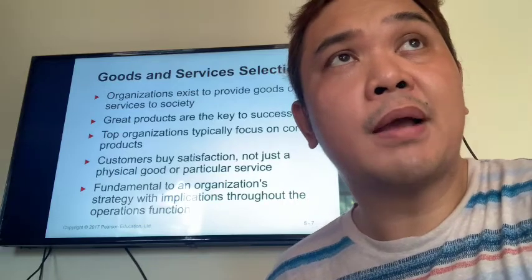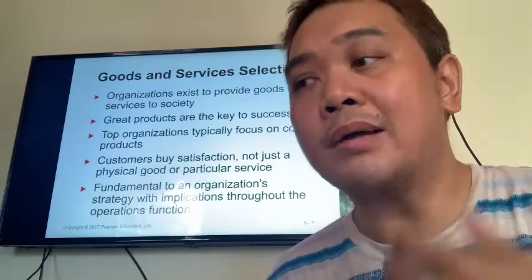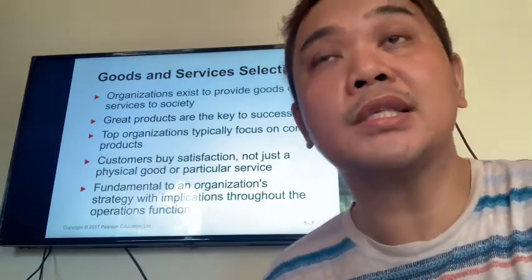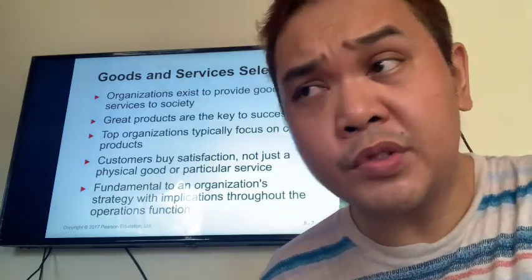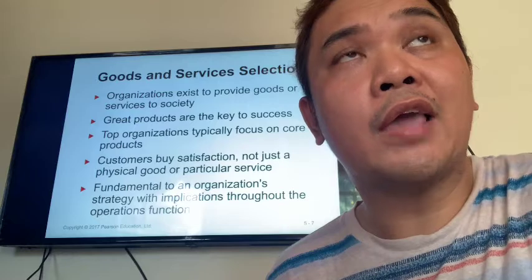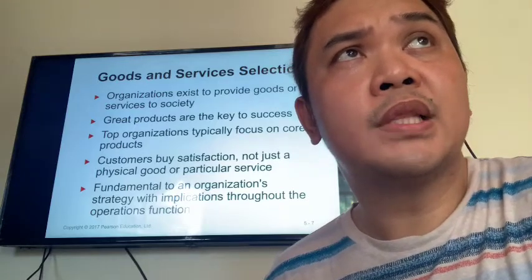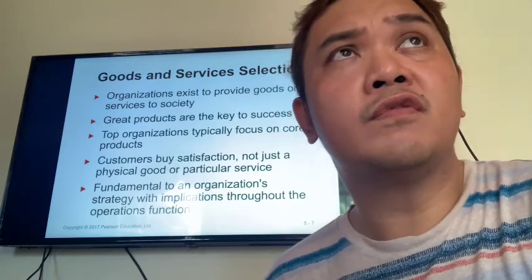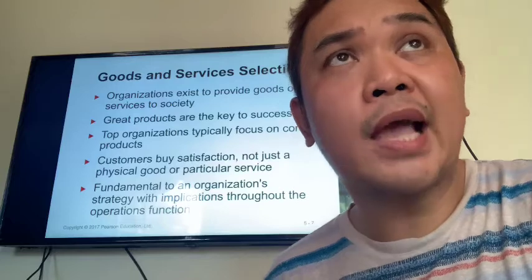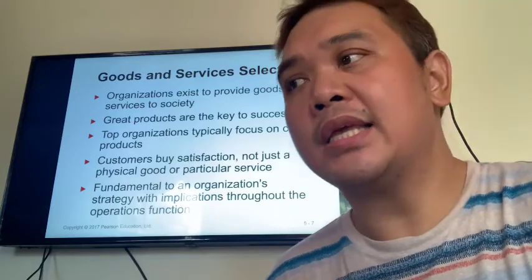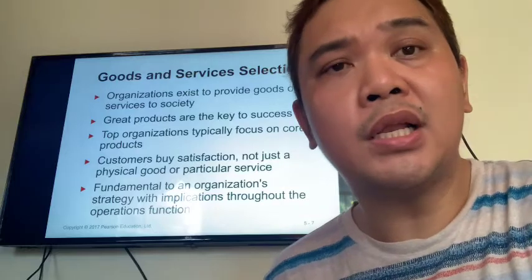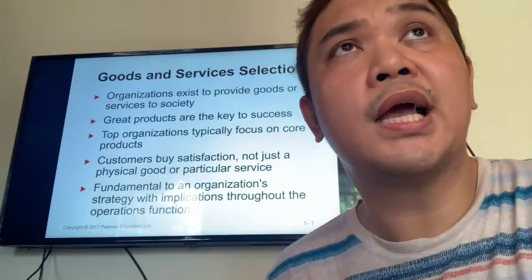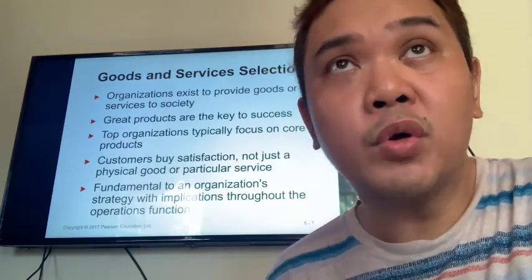We have Apple, for example. Yung Apple is maraming mga products such as yung MacBook, such as yung Apple Watch. Pero yung pinaka-successful na product nila is yung iPhones. Right now, we have iPhone 12 na very successful in the market because of not only its design but its functionality. So top organizations like Apple typically focus on core product. So ano yung core product nila? That is the iPhone, MacBook, and iWatch.